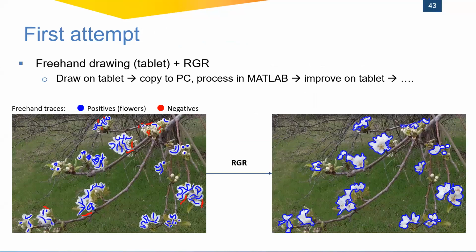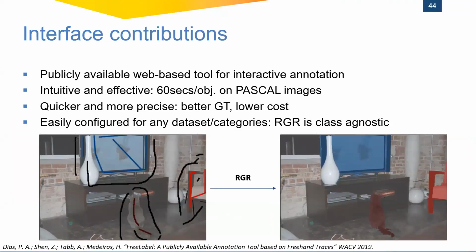But at first, the way that we were doing it is that we first draw on a tablet, hop into the computer, and run the refinement algorithm. Then we saw that we made a mistake. We have to go back to the tablet, annotate, and bring it back to the PC. That was a pain. So that motivated us to develop a web-based tool that we are going to be presenting at WACV now in January for this image segmentation annotation.